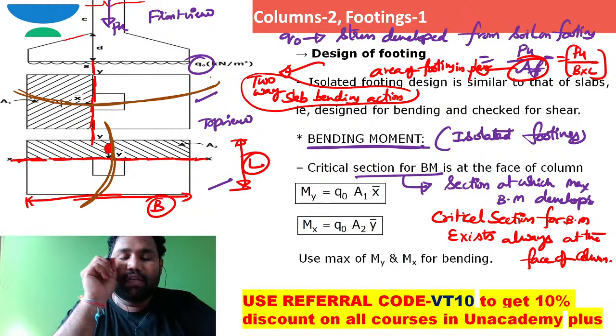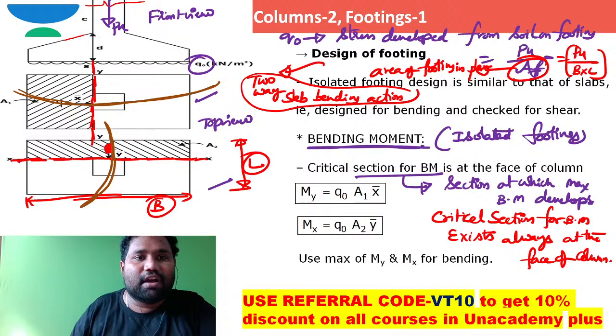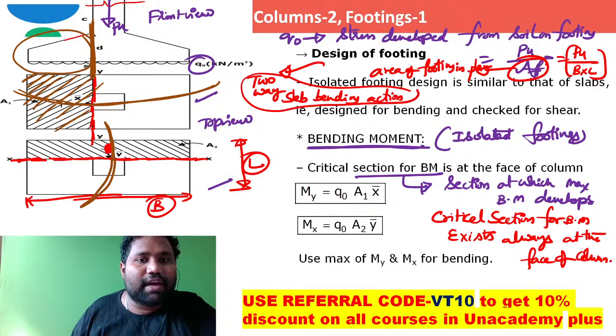Now the question is, sir, how to work out the maximum bending moment that is developed with respect to this y axis? It is very simple, brother. I already mentioned the critical section for bending moment always exists at the face of the column. This is the face of the column. If I cut the section here, I can take the free body diagram of the left hand side of this section. This q naught pressure is acting on this hatched area. The area of this hatched portion is nothing but A1.